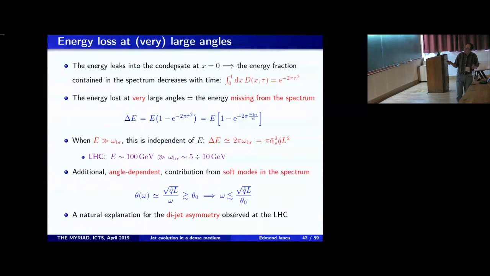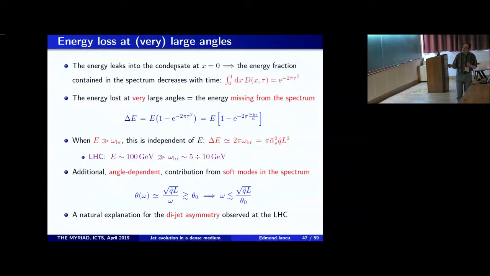Now, this energy goes into a condensate, which means it goes to x equal to 0, which means it goes into a very soft gluon, which means it goes at very large angle. So this whole energy is formally recovered as energy loss at a very large angle. The energy which is missing from the spectrum, the total energy minus the energy which remains in the spectrum, is the energy loss at very large angle.